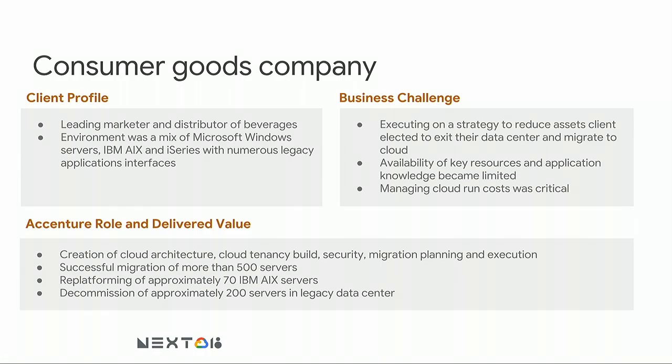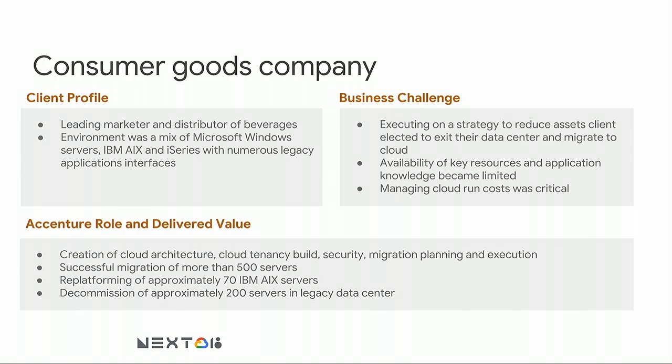So the first client example here is a leading marketer and distributor of beverages, an organization that had about 1,000 servers. It was a mix of Windows as well as some proprietary AIX and an iSeries that drove a significant part of the business process. From a business perspective, they were looking to get away from their heavy assets, offload everything from their data center to bottling plants, and really shut down some capability within this one particular business unit. How that played out in their migration plan is it ended up being basically a lift and shift migration of about 500 servers, just a regular IaaS migration.